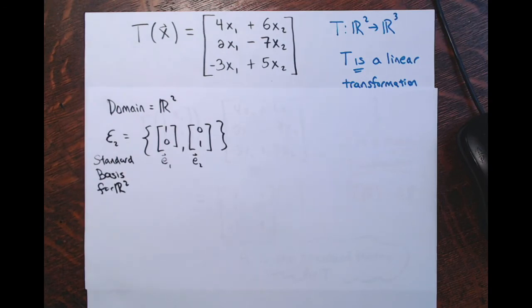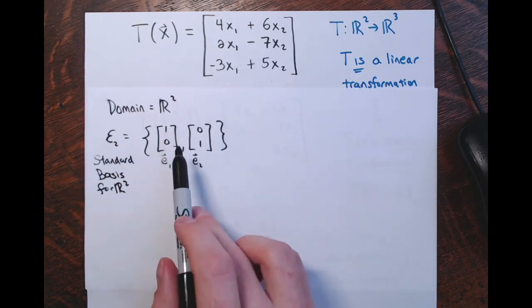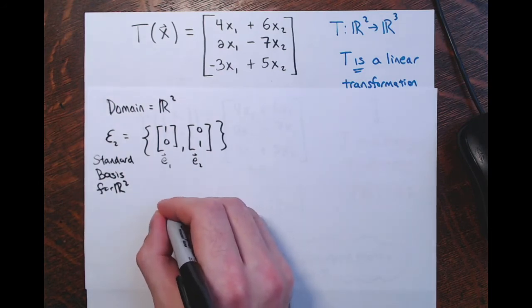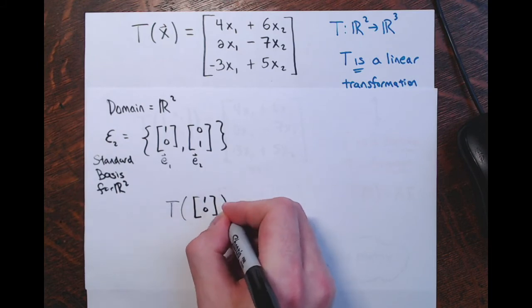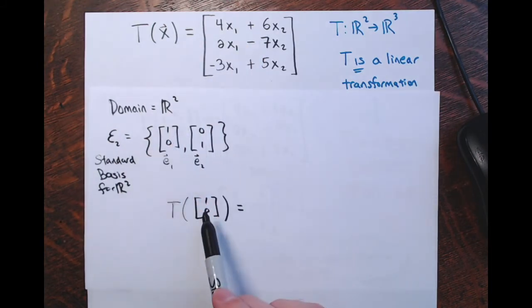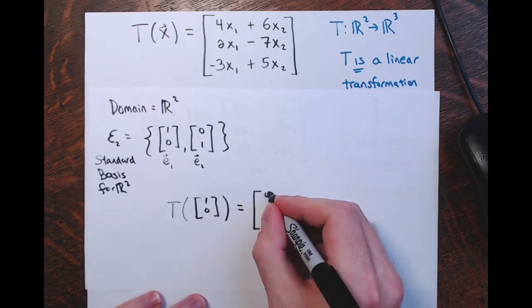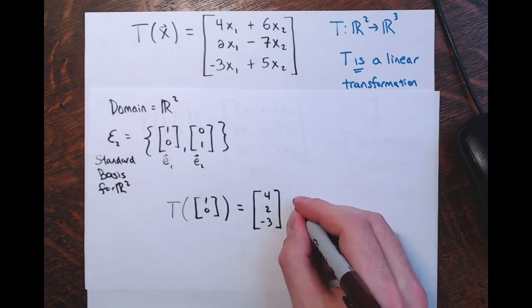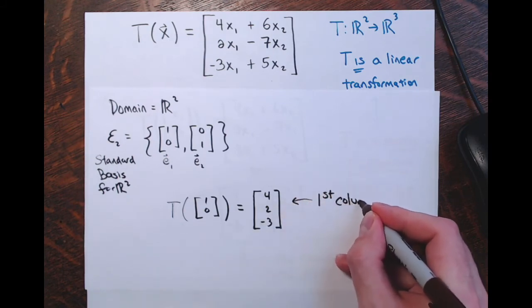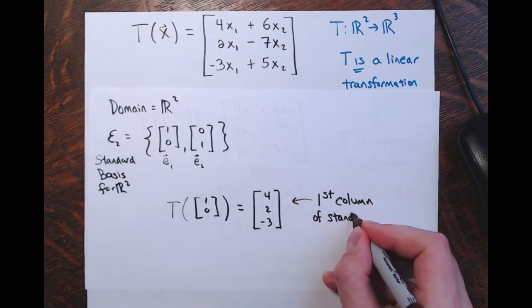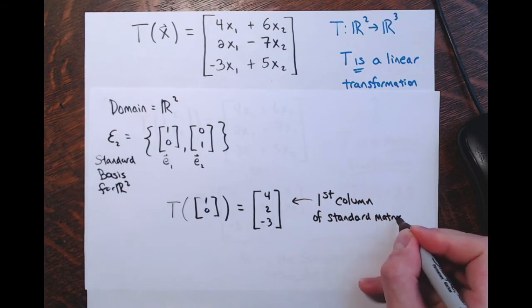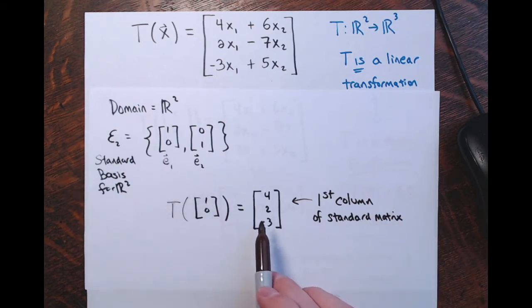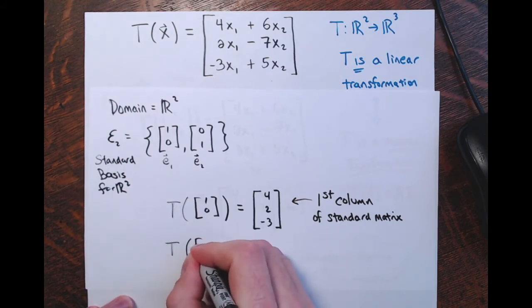All right. So another way to find the standard matrix for a linear transformation is to find the images of the standard basis vectors. So what is T of (1, 0)? Well, just go through, replace all the x1s with 1 and x2s with 0, and I'd get (4, 2, -3). And this is going to be the first column of the standard matrix. So the image of the first standard basis vector is going to be the first column of the standard matrix for the transformation.